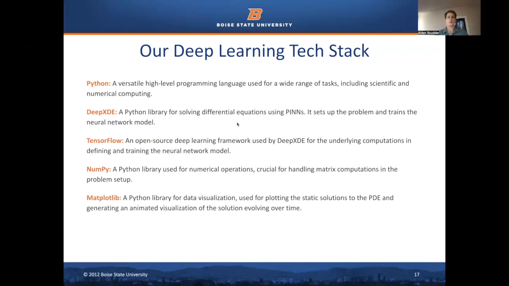Together, these components formed an integrated, coherent stack that allowed us to translate our problem definition into a fully functional model capable of precise and physics-consistent predictions. The choice of these specific tools illustrates how existing libraries can be combined innovatively to solve complex scientific problems.